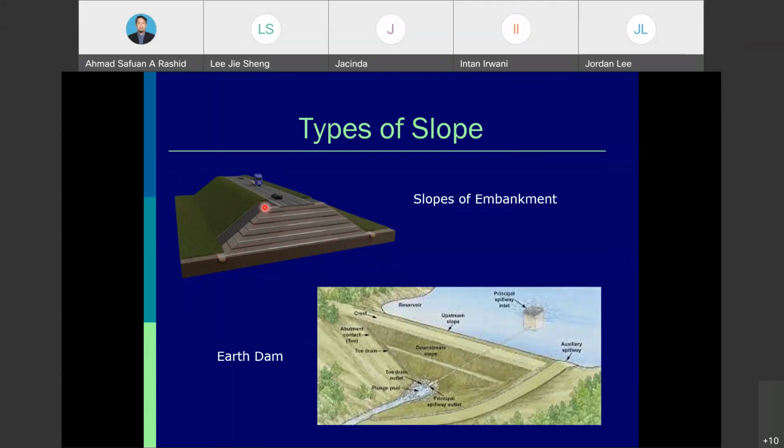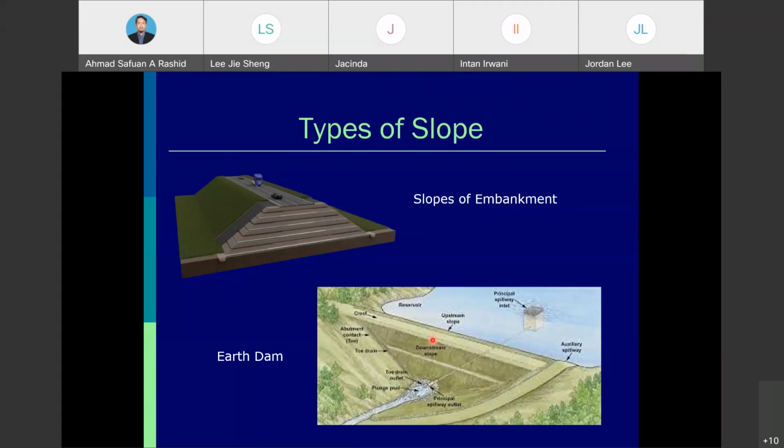For a typical slope degree, we need to make sure that the slope that we propose is 1 vertical to 2 horizontal. So the slope angle will be 26 degrees. If it is steeper than that, it has the potential to decrease the factor of safety. For the embankment construction, we need to make sure that the compaction of this soil is greater than 95%. It should be at least 95% of the maximum dry density from the compaction test.